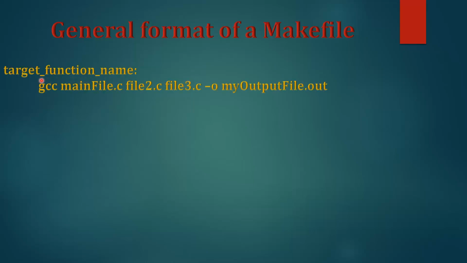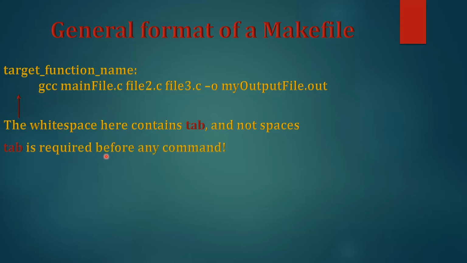Okay, moving forward, the general format of a makefile. The content inside the makefile must have a general format, right? So this will be the general format. First of all, we will write a target function name, the name which we want, then the command that we want to execute: gcc mainfile.c, then the second file, file2.c, then file3.c, and then dash o my output file.out. This is the file that we want to be generated as an executable, as the final output. Alright, the difference between the starting point of this line and this line contains some white space, and this white space is a tab, not white spaces made just by pressing space. It's a tab and it must be a tab. A tab is required before any command.